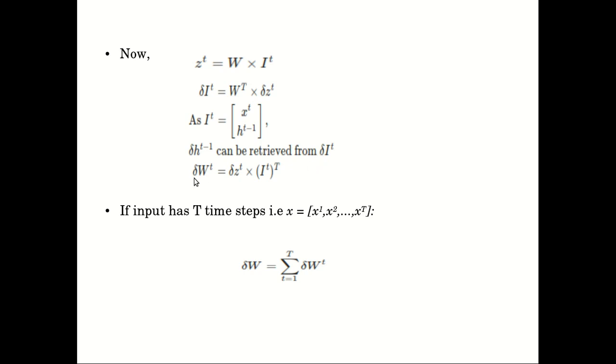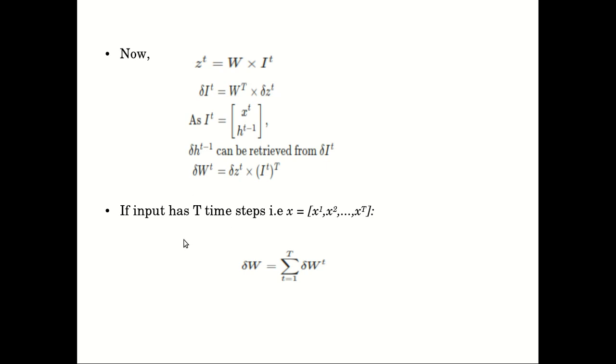Now for the weight, the gradient of W can be similarly computed by using the gradient of z_t times I_t transpose. This is because the derivative of error with respect to weight is nothing but the derivative of error with respect to z_t times the derivative of z_t with respect to weight. Now the derivative of error with respect to z_t is the gradient of z_t, and the derivative of z_t with respect to weight is nothing but I_t transpose. Now similarly, the gradient for biases can also be computed. It would look something similar to this.